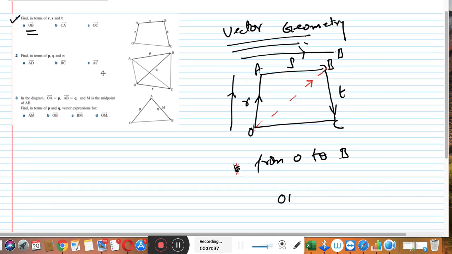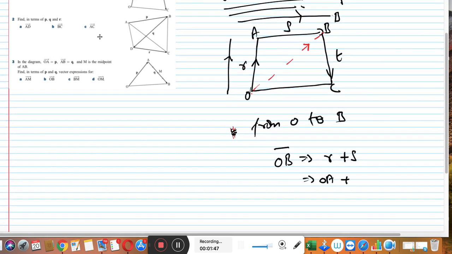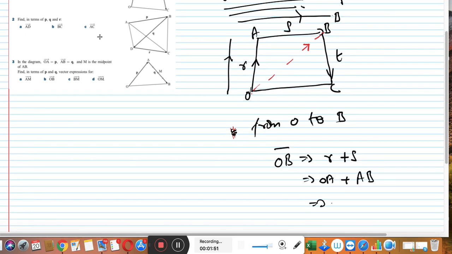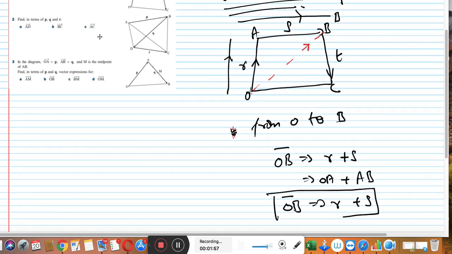So the OB vector will be R plus S, because R is your OA plus S is your AB. Therefore, we will write R plus S is your OB. This is your final answer.